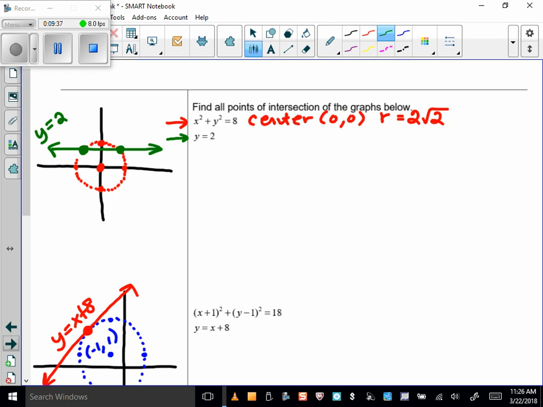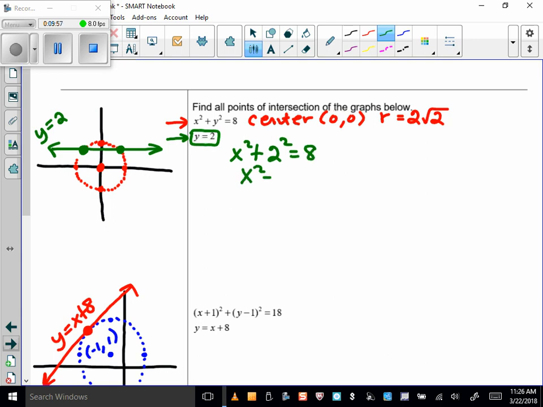Okay, and then what did I do? How am I going to solve any two equations with two unknowns? I got a system of equations, and in this case it's going to be very easy to use substitution because this equation is already solved for y. So I'm just going to plug that in. Equals 8.